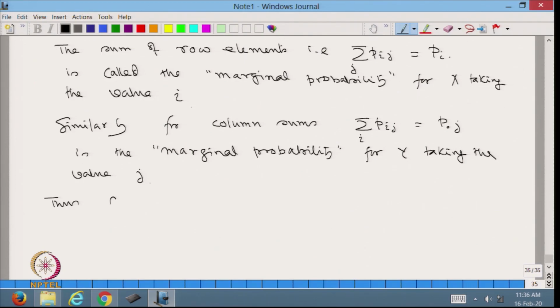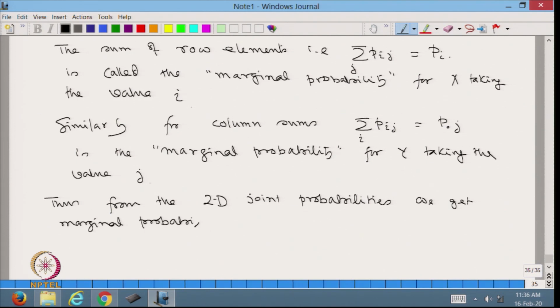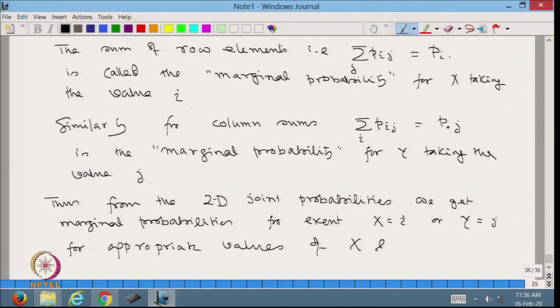Thus, from the 2D joint probabilities, we get marginal probabilities for events x is equal to i or y is equal to j for appropriate values of x and y.